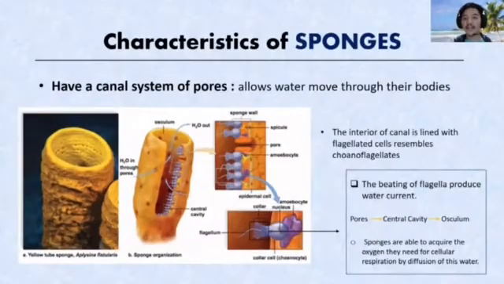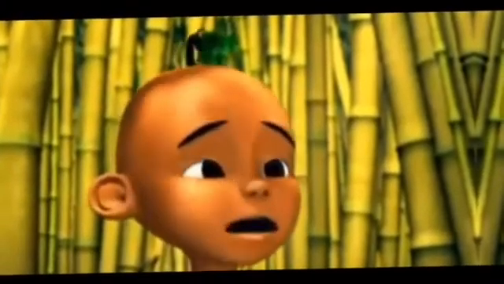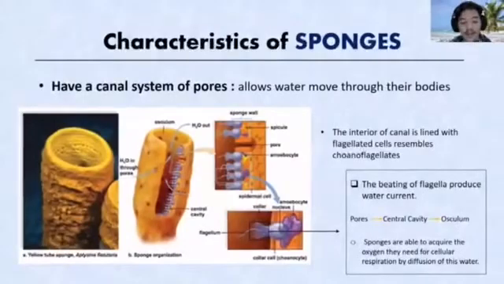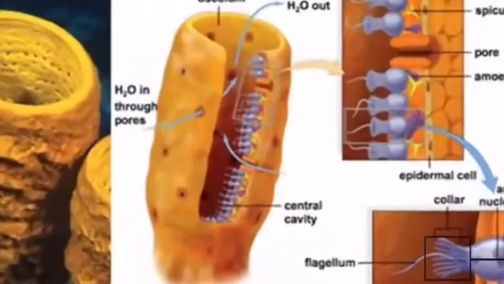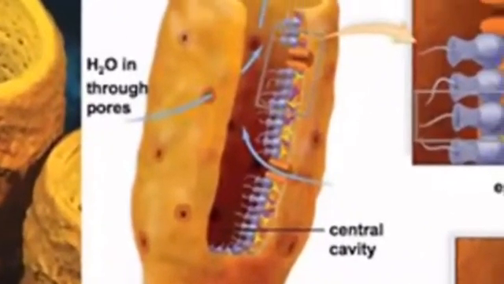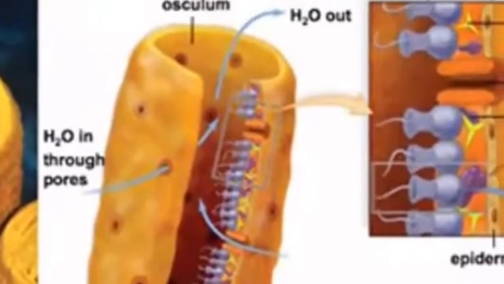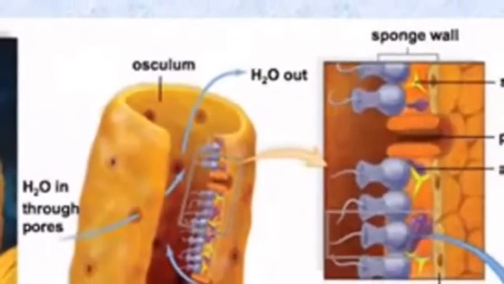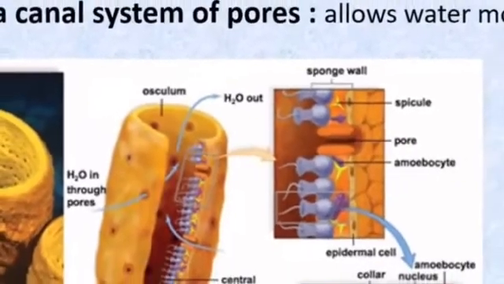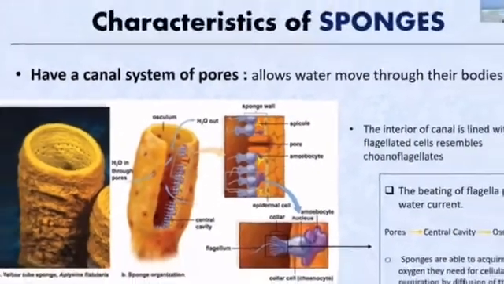Next, we'll go to the characteristics of sponges. The first characteristic of sponges is that they have a canal system of pores which allows water to move through their bodies. Do you know what the canal system of pores is? Okay, don't worry, I will tell you. The canal system works when water flows through the pores into the central cavity, and then water flows out through the upper opening of the body, which is the osculum.